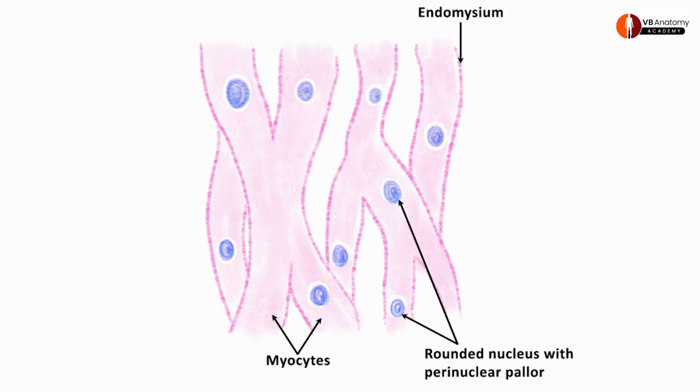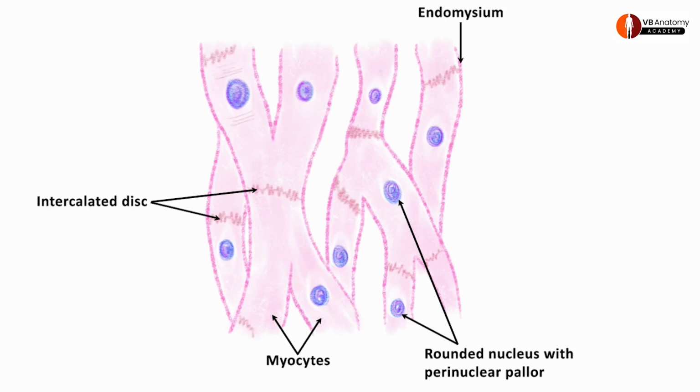Now you will see that around each nucleus there is a pallor. There is a pale zone around each nucleus. This is called perinuclear pallor. Now let's begin to divide what you're seeing into individual cells. For this you have to draw these lines which are called intercalated discs. These discs indicate how myocytes are attached to each other to form a network or a syncytium.